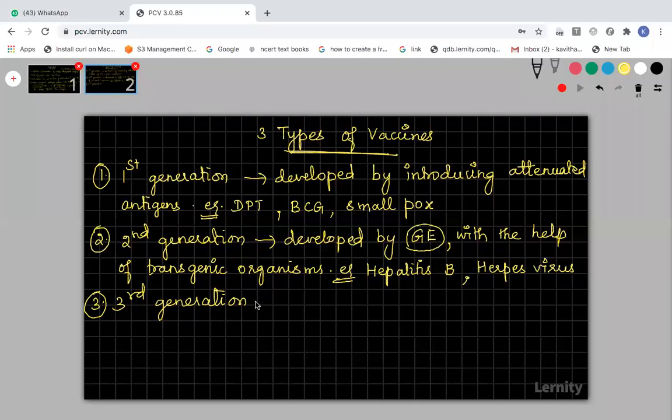Right. Now coming to the third generation vaccines. Third generation vaccines are highly advanced. What they are, in the sense, they are all synthetic vaccines.